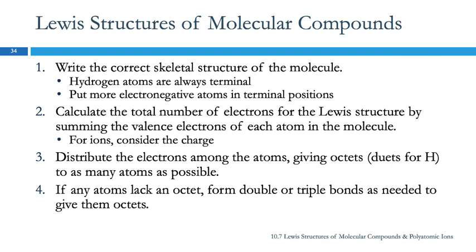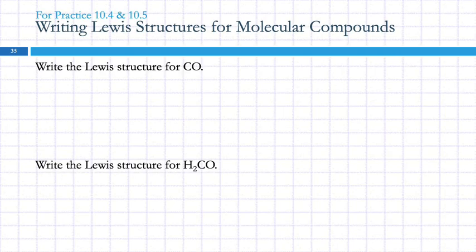Let's do an example. Write the Lewis structure for CO. Well, this only has two atoms, so the skeleton is pretty simple because they have to be connected to each other. So I'm just going to connect those with a bond, because if there's no bond there, it's not part of the same molecule. So I've got my skeleton.